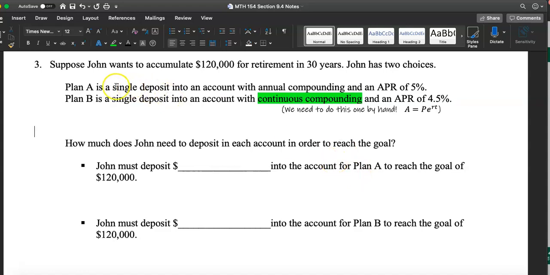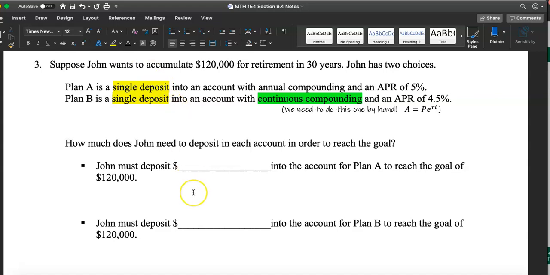But notice how both plan A and B are requiring a single deposit, right? They're both requiring a single deposit, not multiple deposits over the 30 years. That would be more normal, but maybe John just has a lot of money that he can put into an account and just let it wait 30 years.